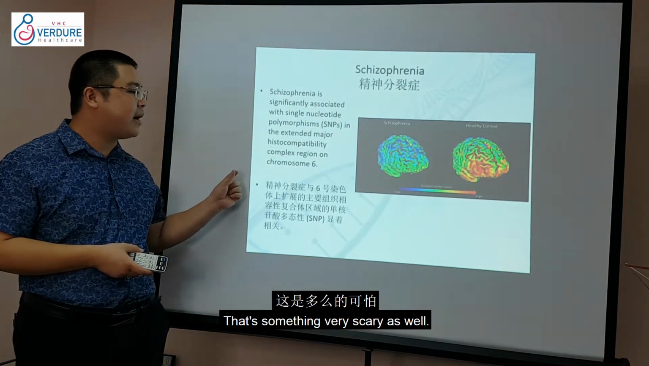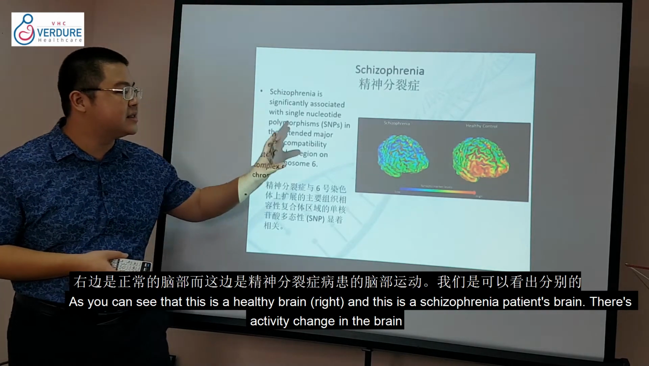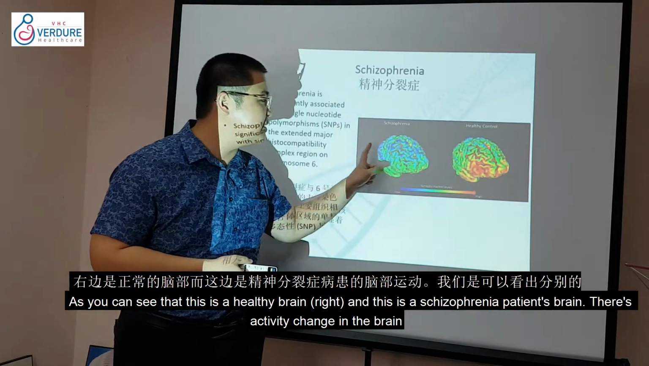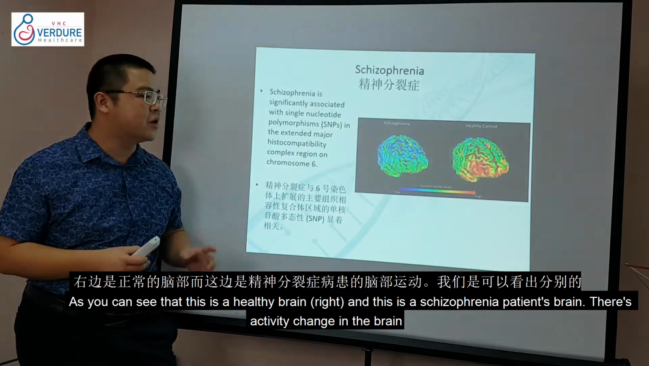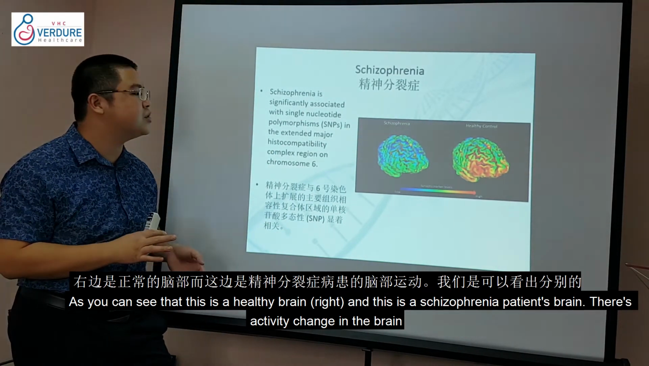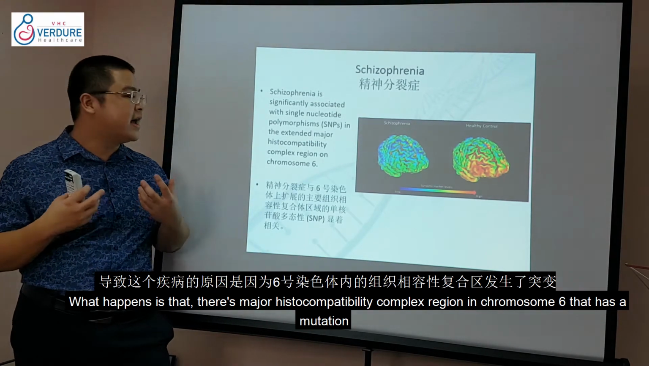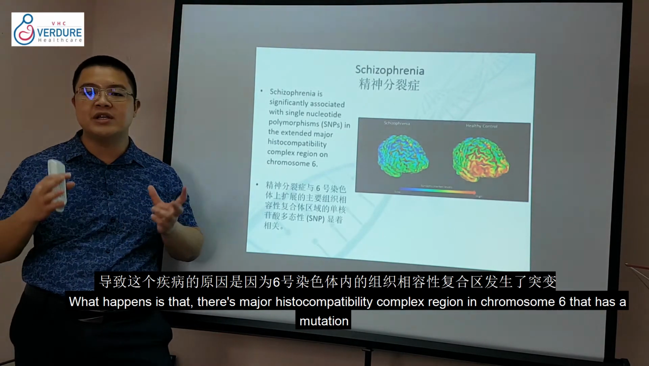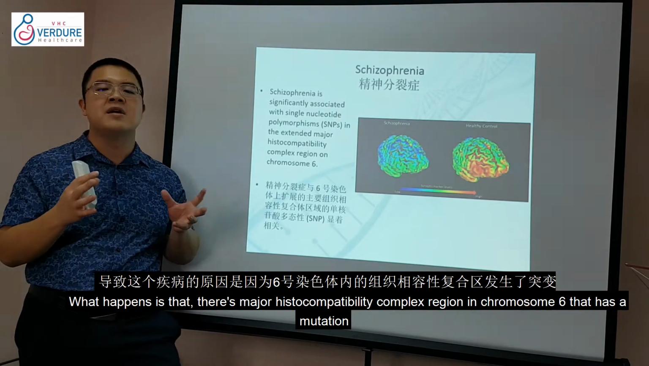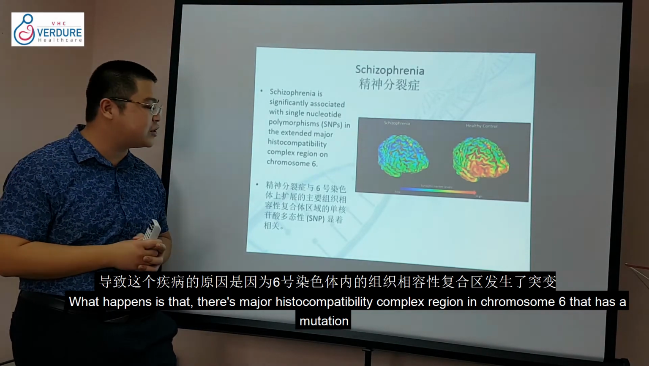Okay, so now what happened is that, as you can see, this is a healthy brain and this is a schizophrenia brain. So there is this activity change, and then what happened is that, okay, there has been a major histocompatibility complex region in chromosome 6 that has a mutation. Okay.